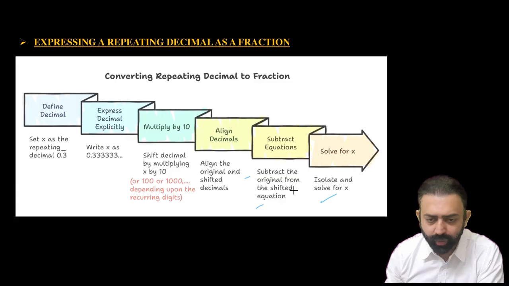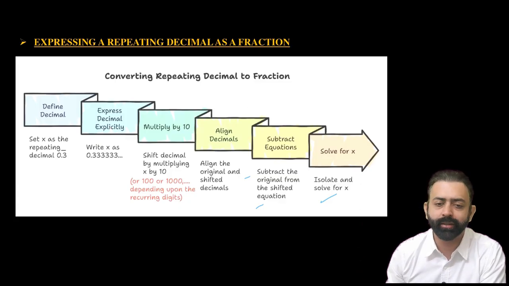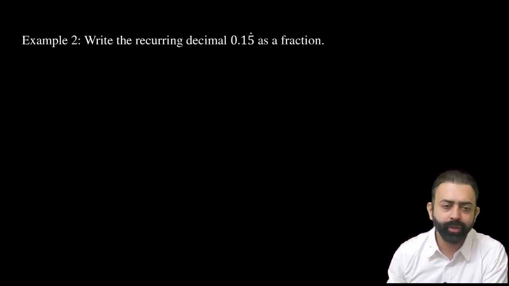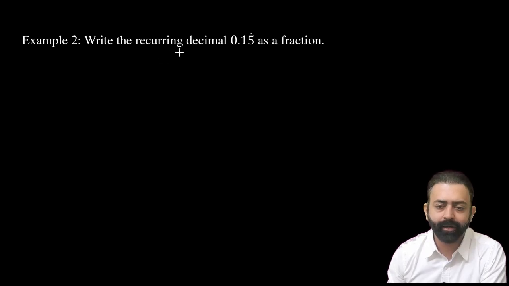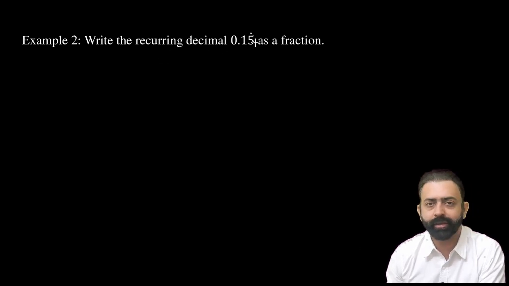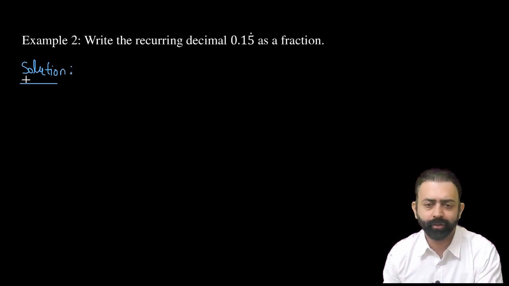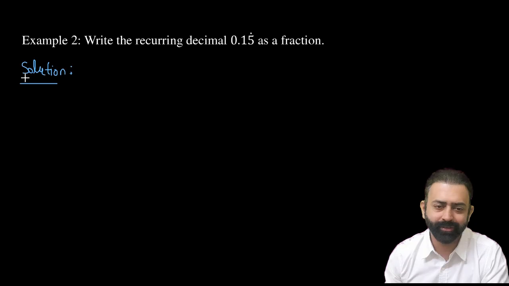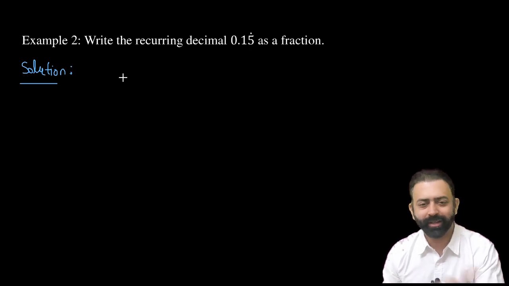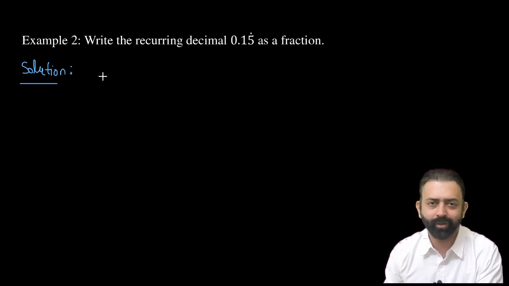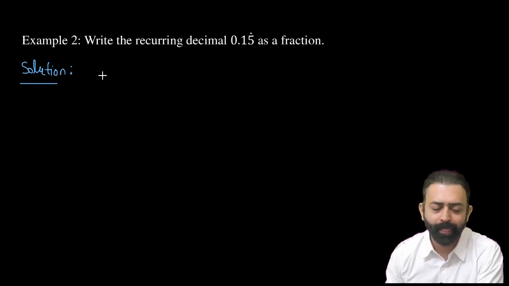Okay, so let us do a couple more questions like this. Example number 2 says: write the recurring decimal 1.15 as a fraction. So the solution is... I will recommend that you just pause this video and try to solve this question by yourself. Then you can play the video again after that.